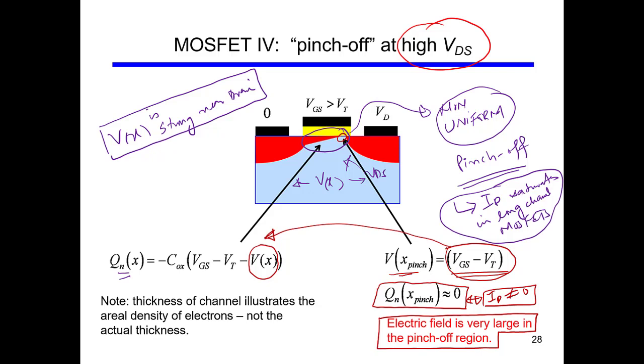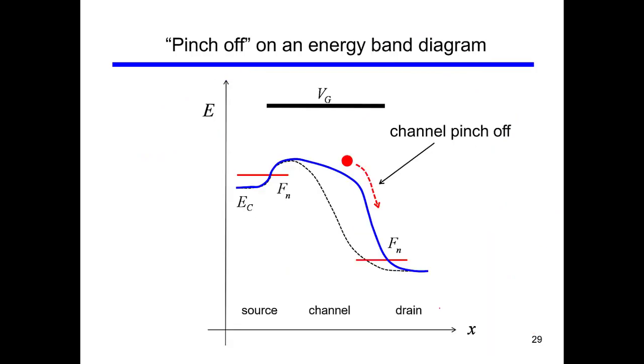And why is it constant? Because at the pinch-off point, the electric field is very strong and the current moves very fast in the pinch-off region, and overall charge per unit time is the same. So this can be better understood with the energy band diagram.